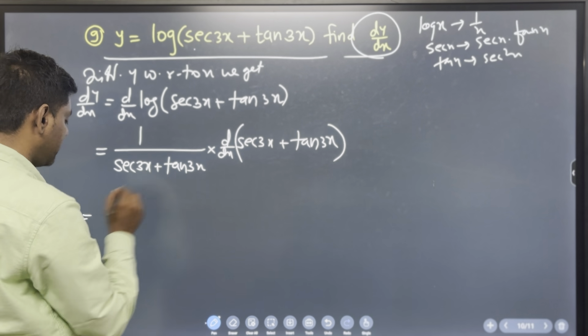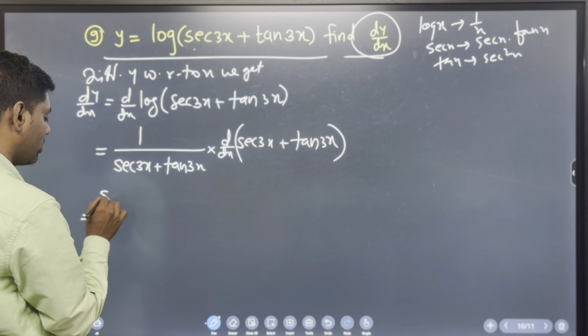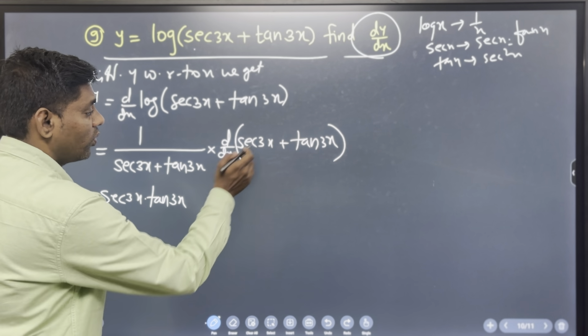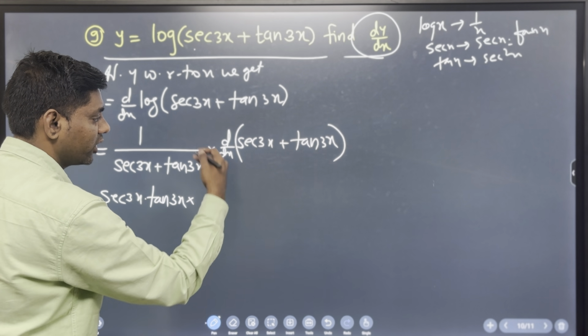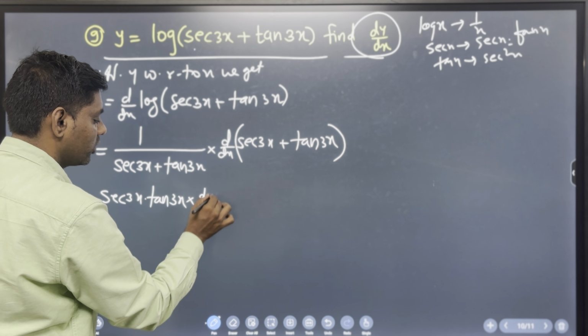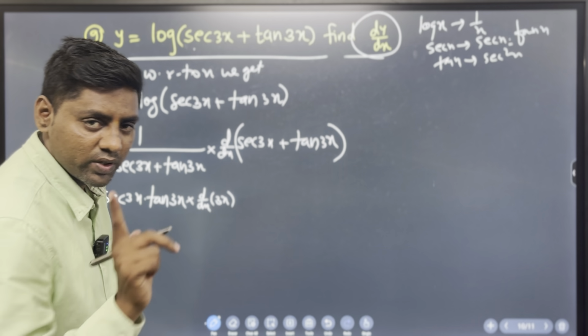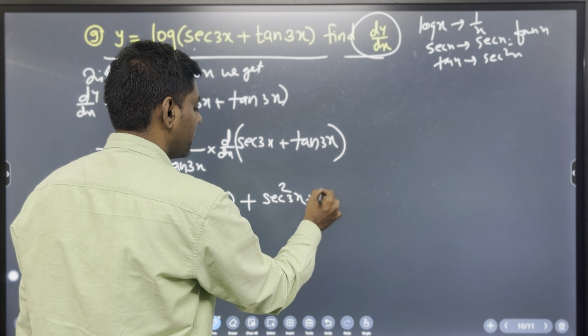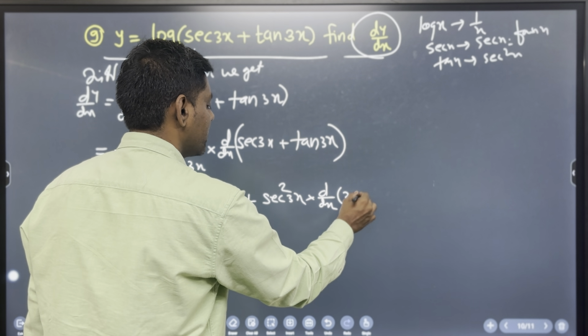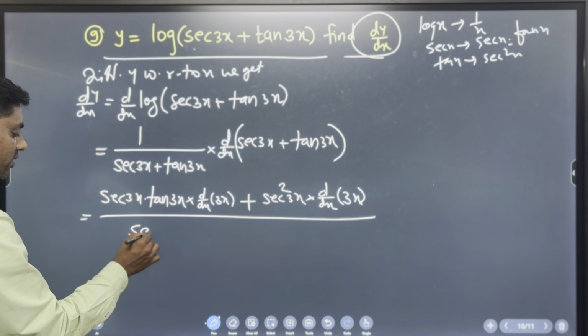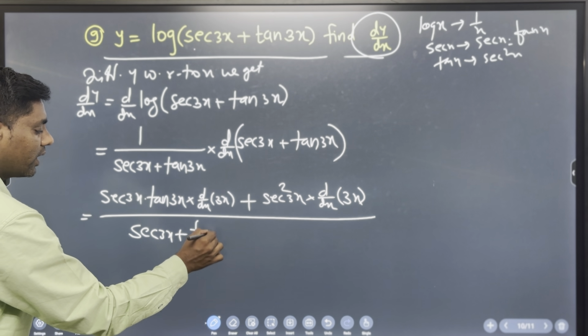So what is the derivative of sec? We already wrote sec derivative, sec x into tan x. So sec of 3x into tan of 3x, and again plus. Now what is the derivative of sec of 3x? So again we take the derivative of 3x. Whenever we take the derivative of 3x, remember that x is the function having derivative 1 and 3 is the constant. Now it is as it is, plus tan derivative, that is sec square 3x, again taking the derivative of that function, that is 3x. The denominator is as it is, sec of 3x plus tan of 3x.